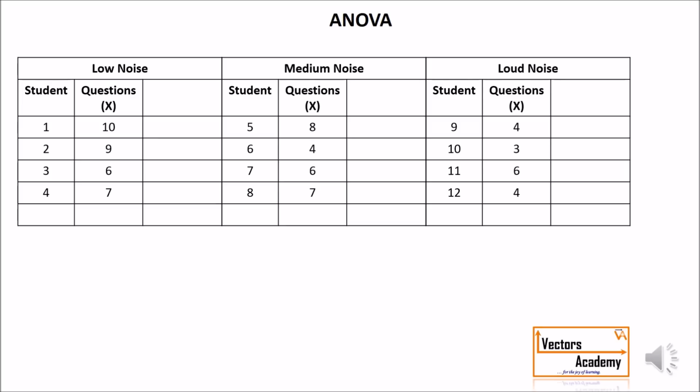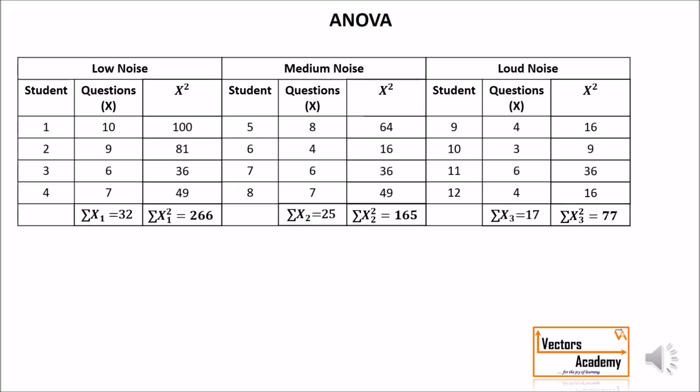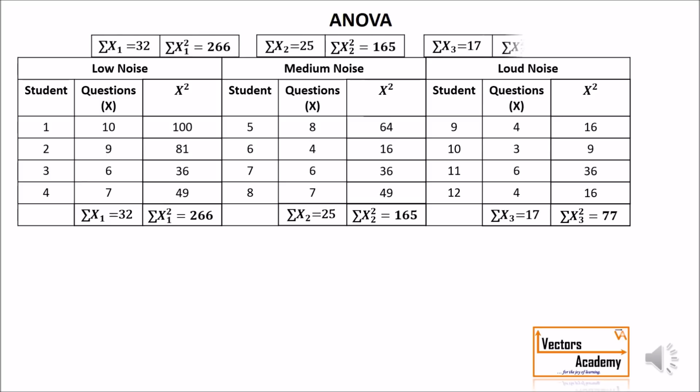If we could rate the noise on a scale of 1 to 10, we could actually use Karl Pearson's coefficient of correlation to find out the relation between them. But in this, we just have one variable, that is the number of questions, whereas noise cannot be rated. So what we do is, we first name the questions as x. Okay, x represents the number of questions solved. So we make a new column, that is x square, for all the three noises, and we take the total of all these columns. So what we need to do is to just note these totals which are required to start our calculation.